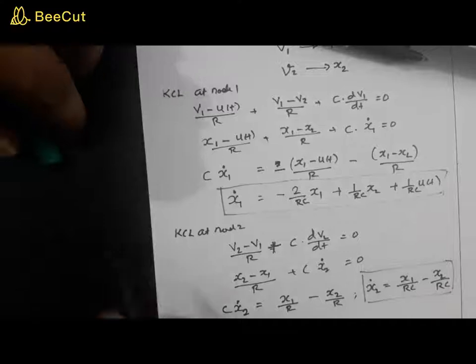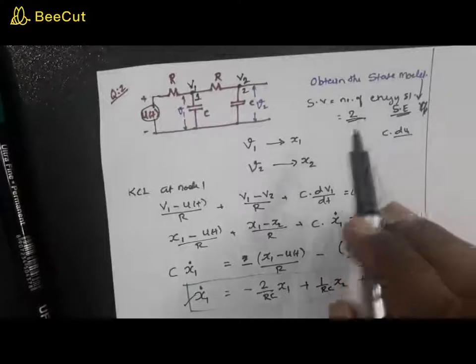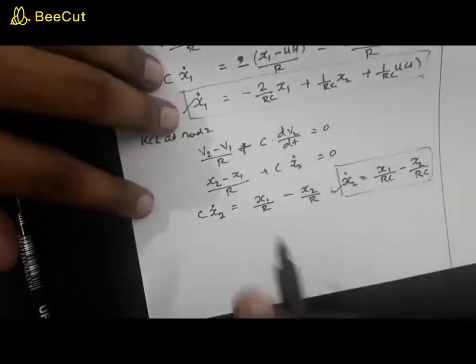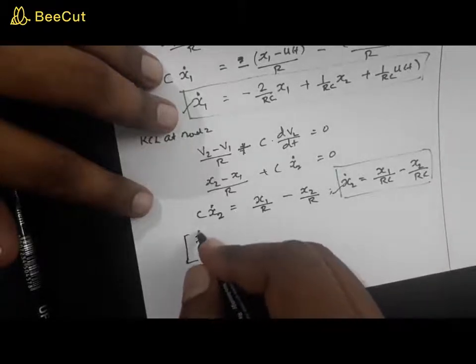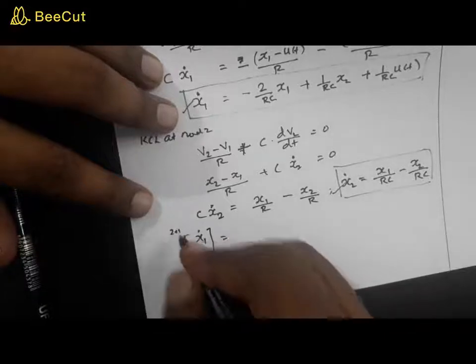Now this is your x2 dot. Now you can have the equation of x1. So you got the first derivative of the state variables we have assigned, and we have understood that there are only two state variables, and we got that. Now converting it into matrix form, you will be getting this as x1 dot, x2 dot, right? That is a 2 into 1 matrix.